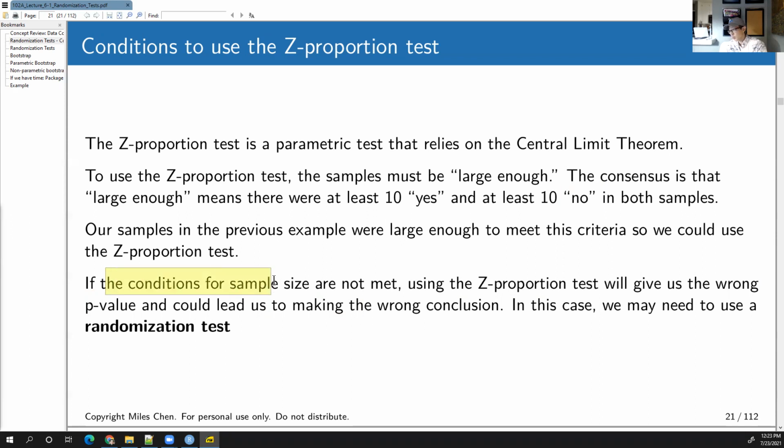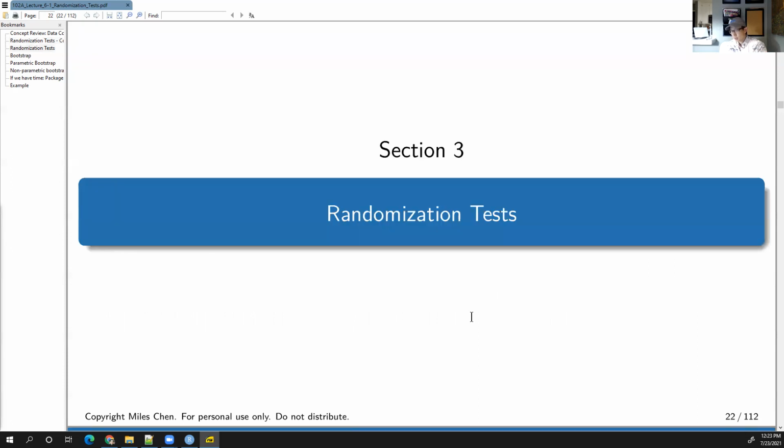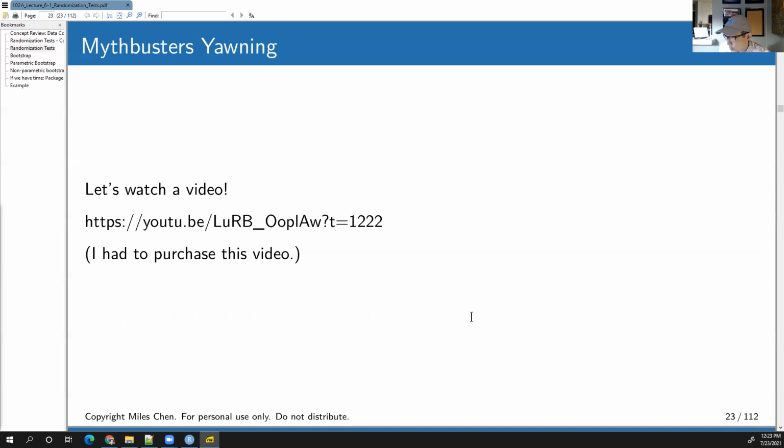But sometimes if these conditions are not met, okay, using a Z proportion test will give you the wrong p-value and you could end up making the wrong conclusion. So in that case, we might need to use a randomization test. Okay, so let's talk about a randomization test.